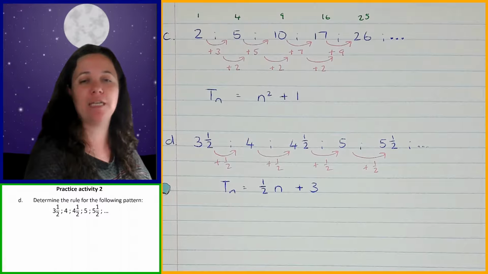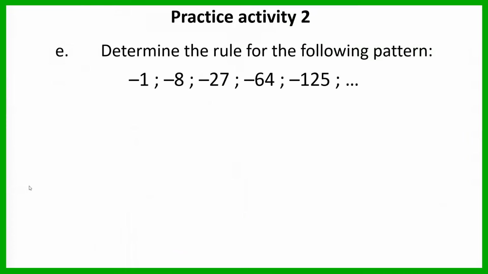Okay, now let's go on to question E. Here we've got -1, -8, -27, -64, and -125. I'm going to give you a minute to find the rule for this pattern as well.